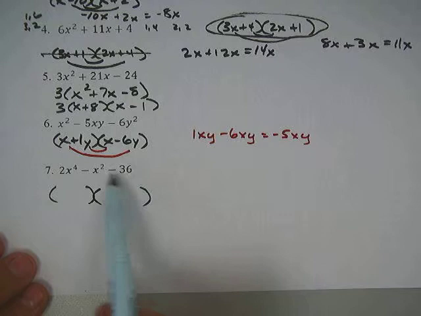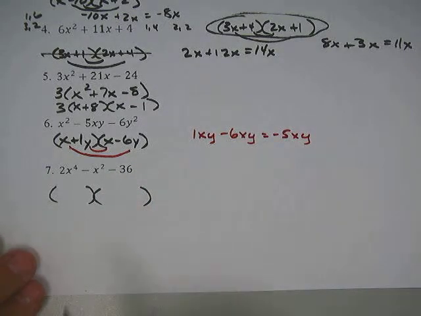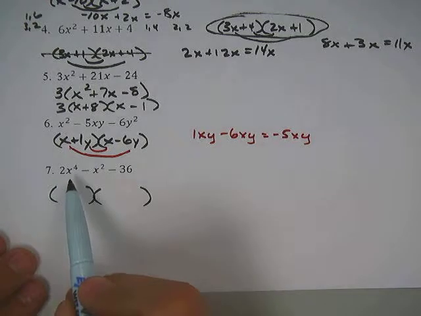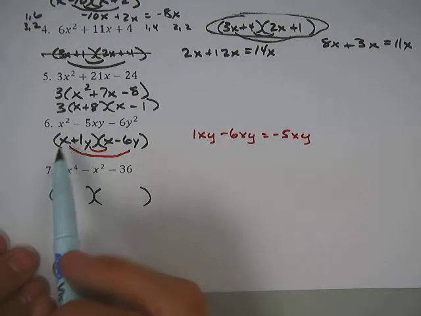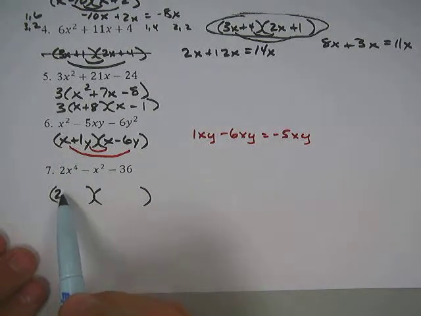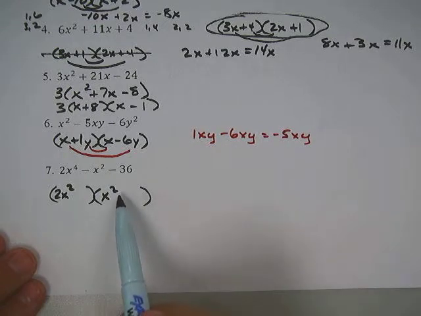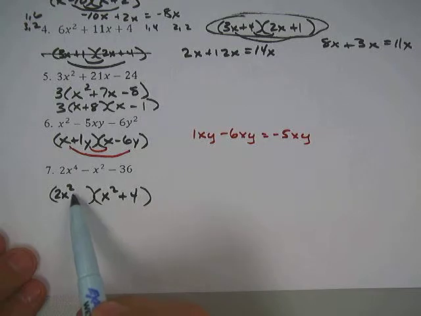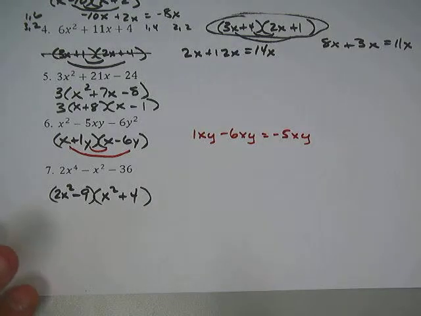So we have to think of a combination of 2 and negative 36, those factors, to add up to negative 1. Well, what I would do is now instead of having x and x, because x times x is x squared, we're now going to have x squared. So I'm going to do 2x squared and x squared. And then I would probably do plus 4 and minus 9.